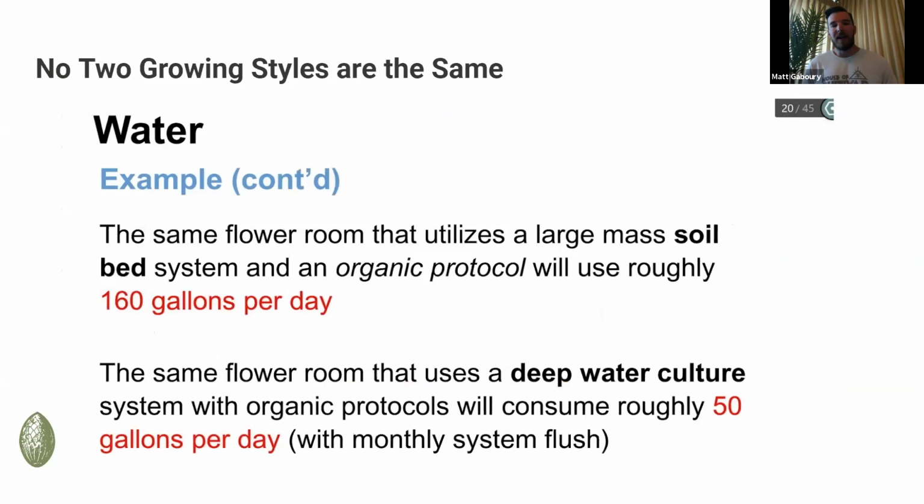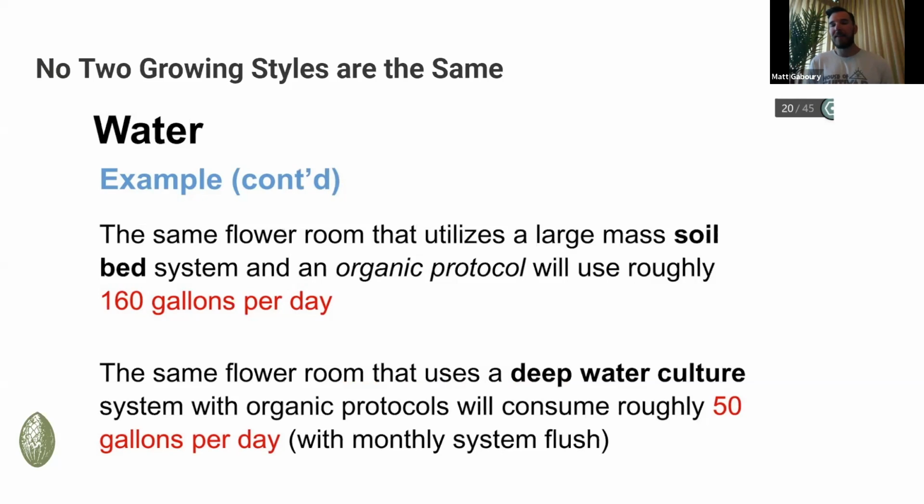If you go to the next slide, then if you take that same room with the same exact environmental parameters and the same strains, we're going to be using about 160 gallons a day if we use that mass soil bed system. Now that is because you aren't flushing that medium, so you don't have that runoff associated with it. And that soil bed has the ability to percolate water to different areas. The roots have the ability to intermesh and find water pockets and water zones, and water is used a lot more effectively by those means.